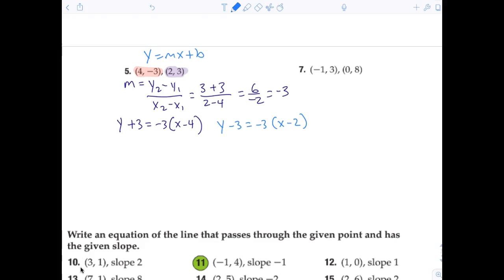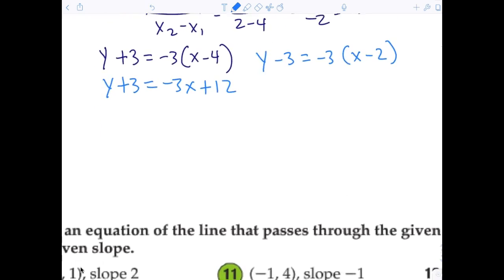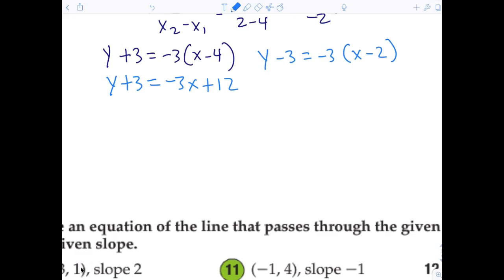All right, so here we go. The first thing I'm going to do is distribute the negative 3. So it's going to be y plus 3 equals negative 3x plus 12. Anybody have any questions with that? All I did was distribute the negative 3, right? Now I'm going to do what? Subtract 3 from both sides. So y equals negative 3x plus 9. Anybody have any problems with that?